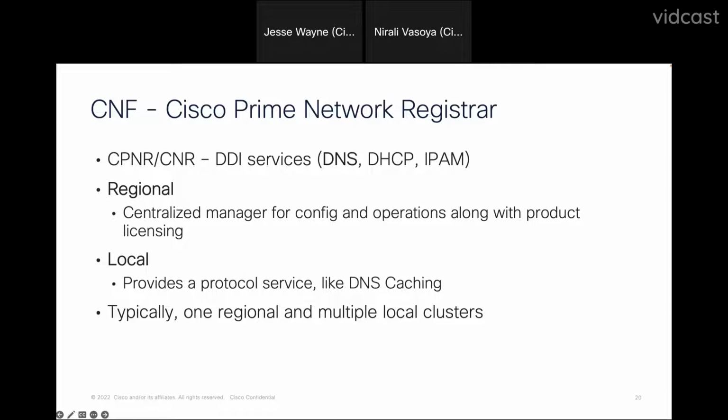In terms of clustering, at a high level, it has two clusters, regional as well as local. Regional cluster is a CNF or a pod that would manage configurations of the local cluster as well as product licensing and so on. And the local cluster is the one that provides the actual service, in this case, DNS caching. And in a typical deployment, you would see one regional and multiple local clusters.